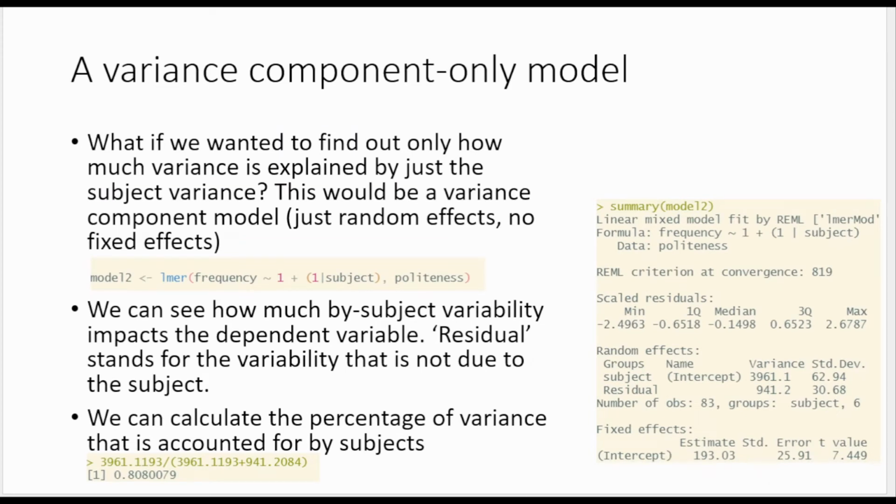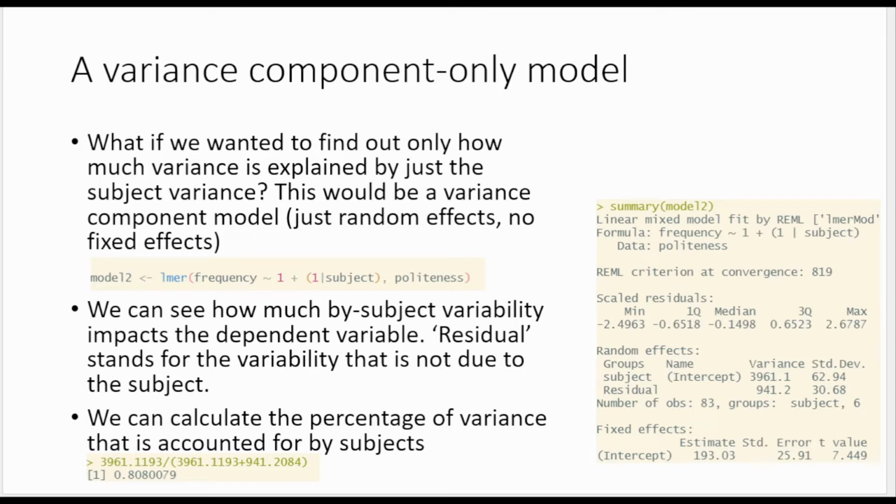Okay, so what if we wanted to investigate a situation where we just wanted to find out how much variation exists between the subjects? Based on our previous wording, to what extent does within participant variation affect the overall variance of the model? How much noise is there within participants? This will be called a variance component model. This includes just the random effects and no fixed effects.